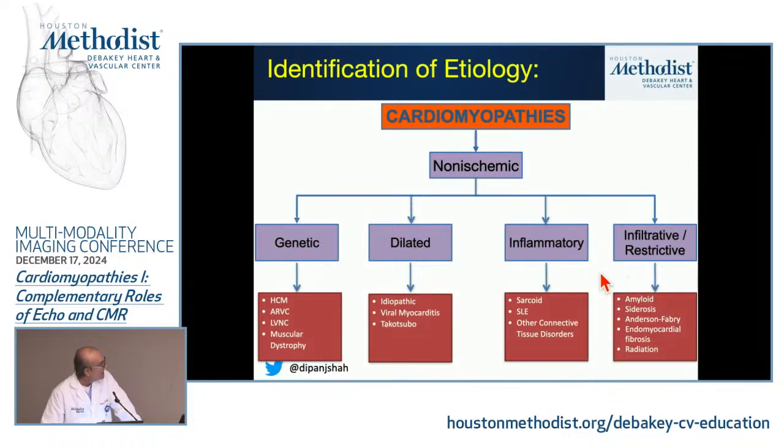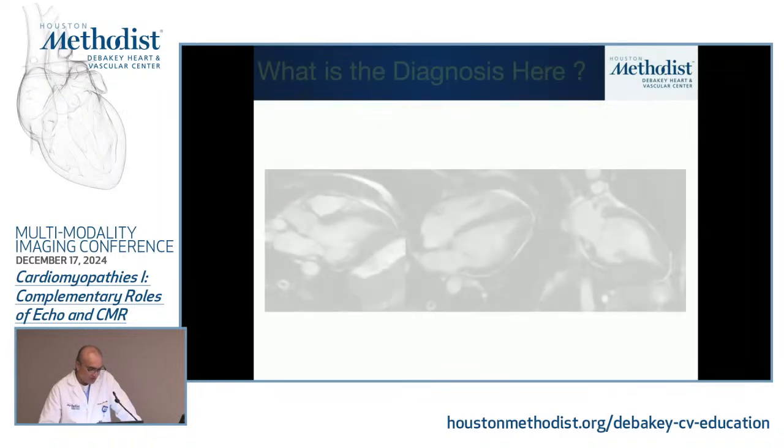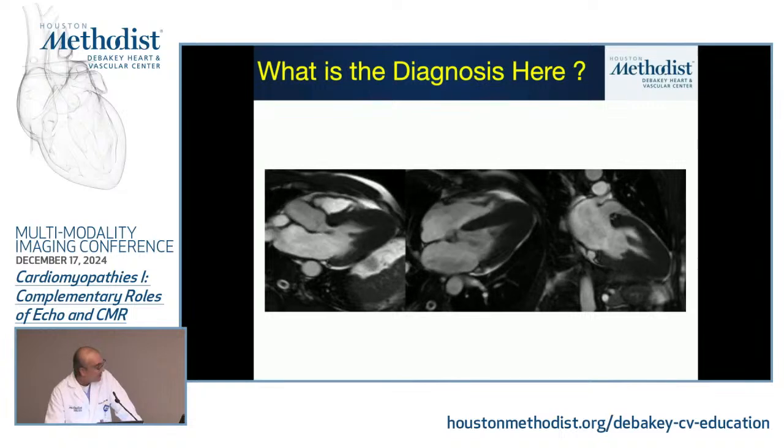I'm just using one example here where I'm going to break it up into the genetic, the dilated, the inflammatory, and the infiltrative or restrictive. We're going to touch on the left two today, and then we'll touch on the two on the right-hand side in a subsequent lecture. So let's talk about one form of genetic cardiomyopathy.